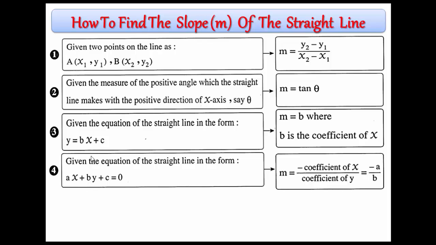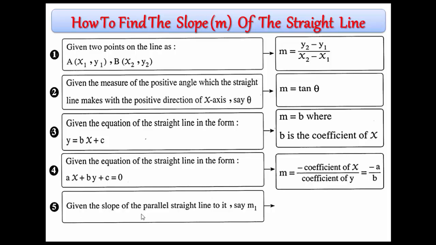We notice here the difference between the two equations. In the first equation, y is on the left hand side and x on the right hand side, so the slope will be b directly. But in the equation ax plus by plus c equals 0, both x and y are on the same side, the left hand side. So we will use a different law, which is m equals negative coefficient of x over coefficient of y, equals negative a over b.